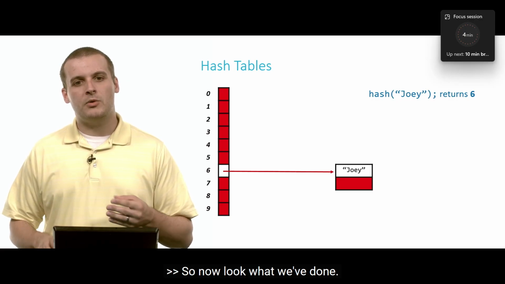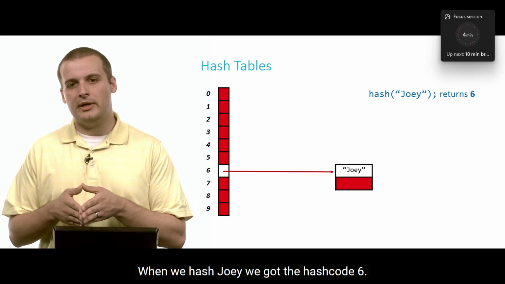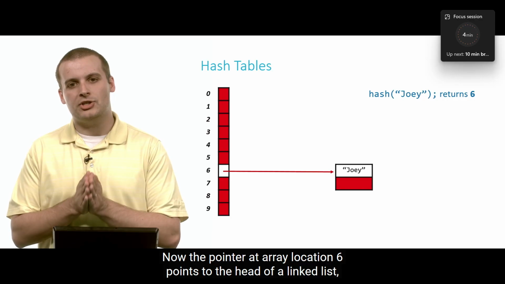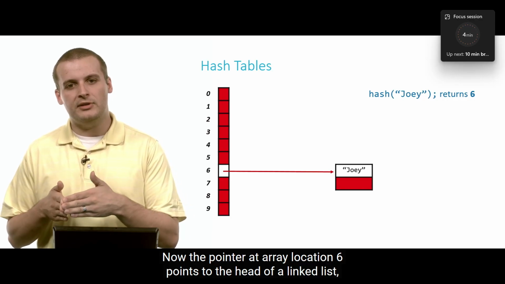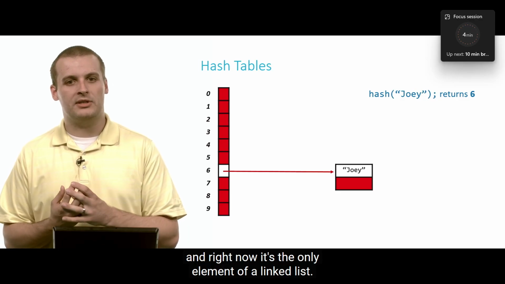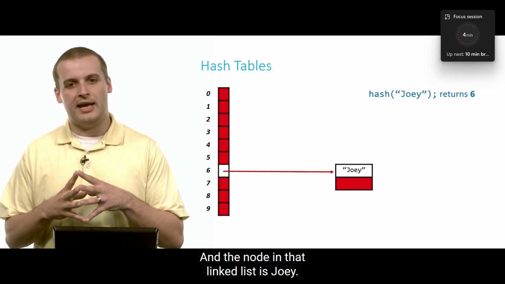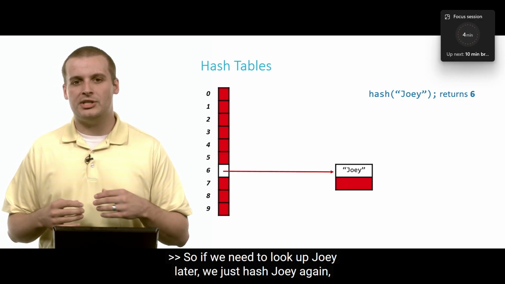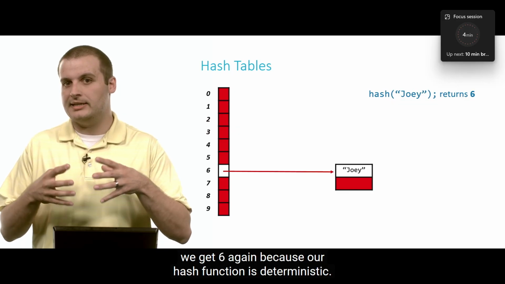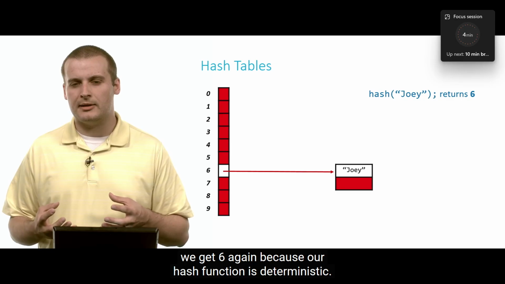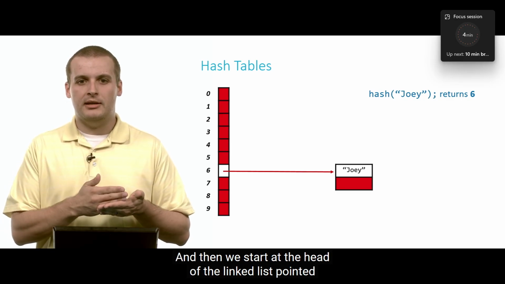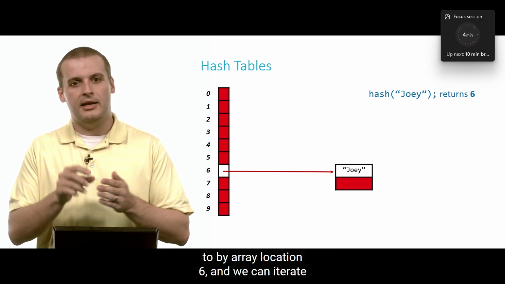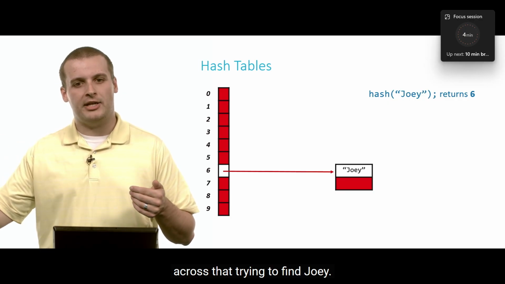So now, look what we've done. When we hash Joey, we got the hash code 6. Now the pointer at array location 6 points to the head of a linked list, and right now it's the only element of a linked list, and the node in that linked list is Joey. So if we need to look up Joey later, we just hash Joey again. We get 6 again because our hash function is deterministic, and then we start at the head of the linked list pointed to by array location 6, and we can iterate across that trying to find Joey.